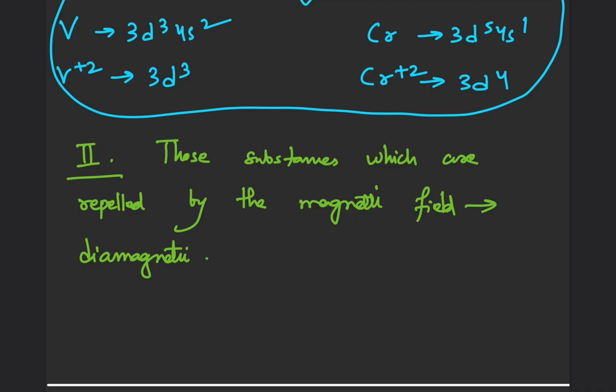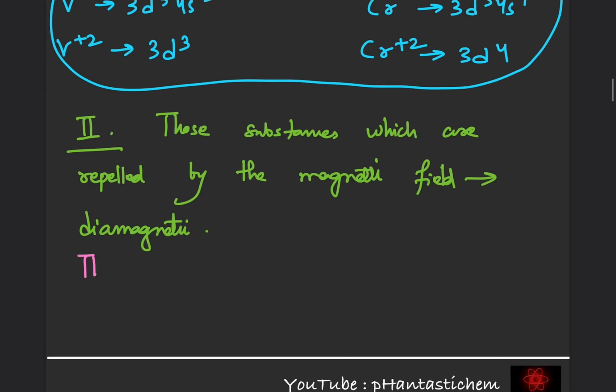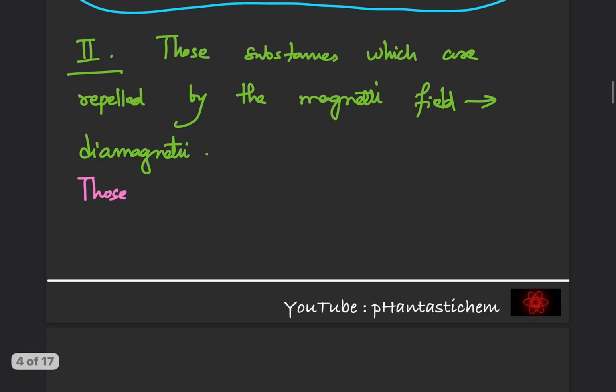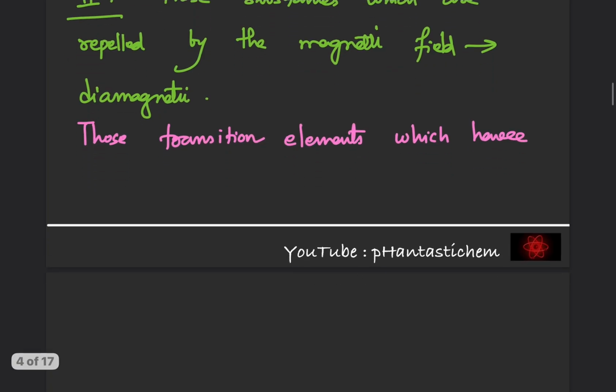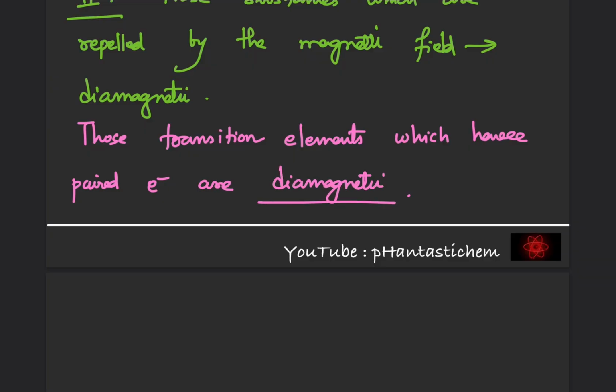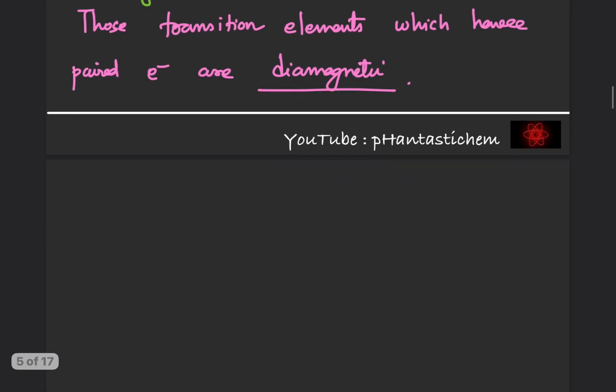Okay, and those transition elements which have paired electrons, in which all the electrons are paired, so they are diamagnetic in nature. Okay, so we have been given 3 pairs.